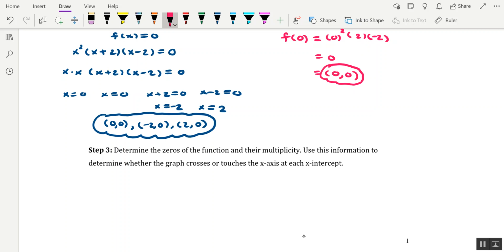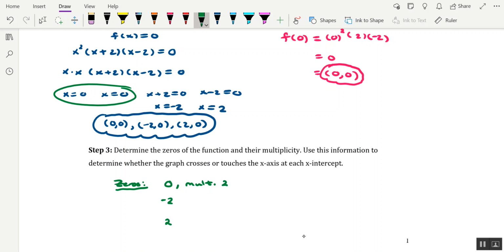So we actually have the zeros already solved for. One of the zeros is x equals 0, another is -2, and the third and final is +2. Now if you look at how many times 0 showed up as an answer, it showed up twice. So 0 would have a multiplicity of 2, or I'll say mult 2 for short. -2 shows up one time, so that would have a multiplicity of 1. And then +2 also shows up one time, therefore it would have a multiplicity of 1 as well.